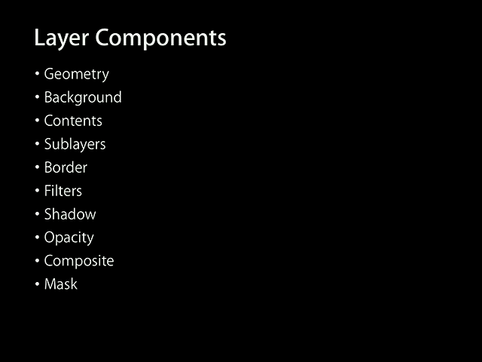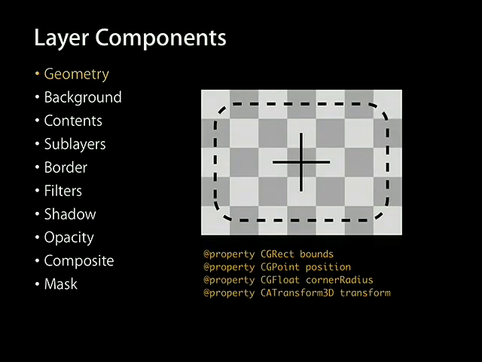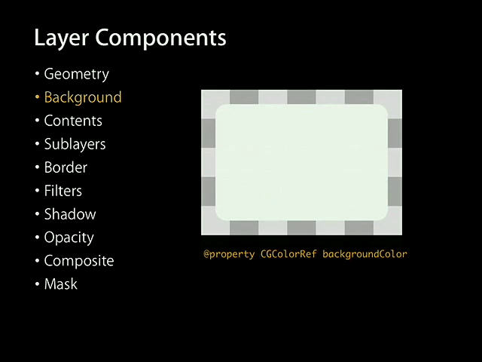OK, so let's go through in a little more detail now how each layer is constituted. First of all, each layer has some geometry. They have a rectangle which defines their own coordinate space, the bounds. They have a position in their containing space. And some other properties, like they can have a curved corner or a transform putting them into a 3D space, and a few other things which we'll leave in the header files.